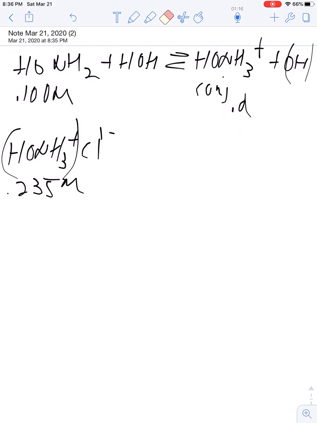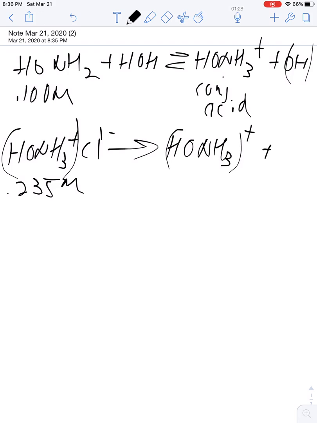So what do salts do? Well, salts break apart 100%. So this thing would do this. So I would be starting with this molarity of that and this molarity of the chloride. I don't care about the chloride, but that's what its molarity is.